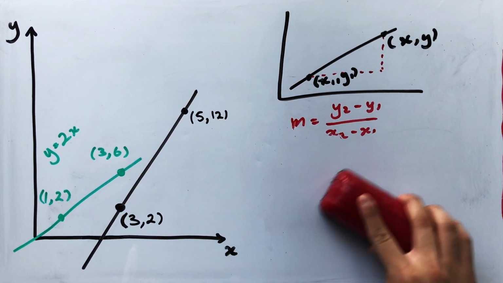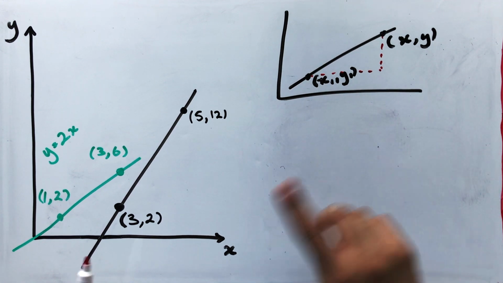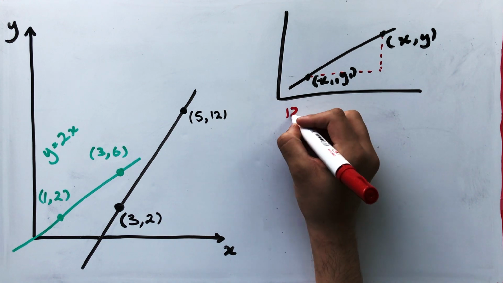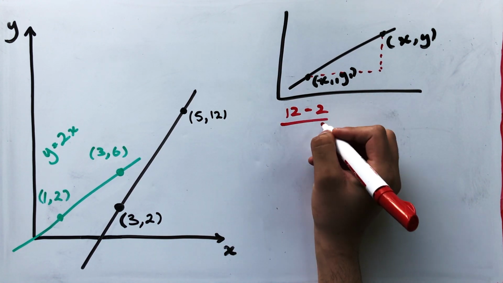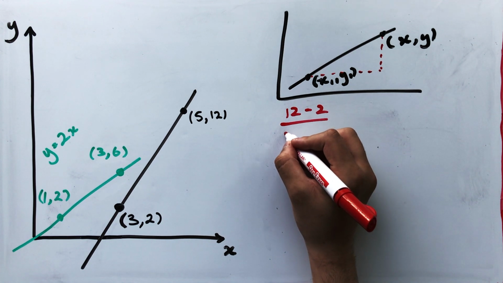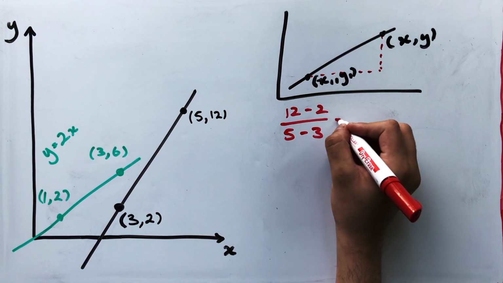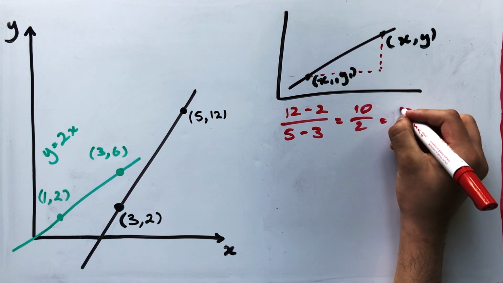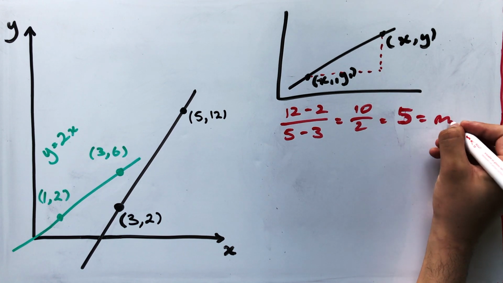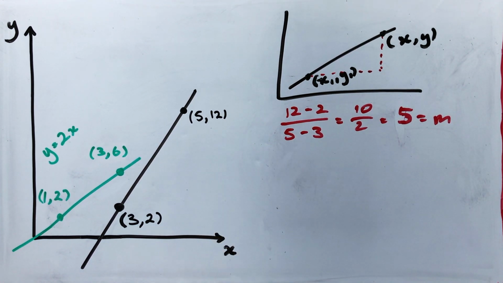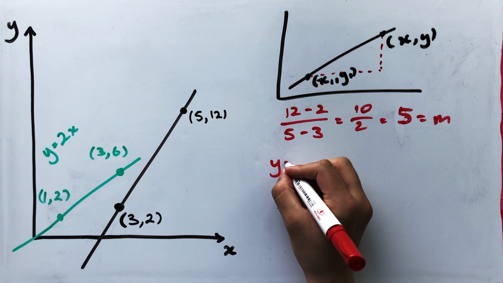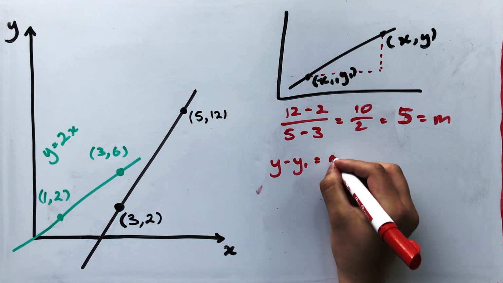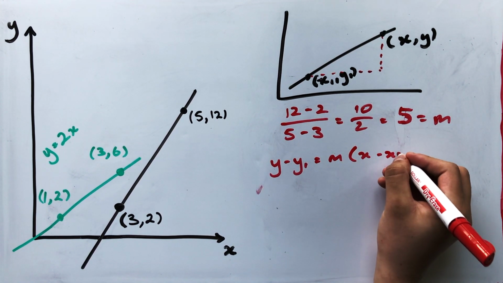Well, first what we have to do is figure out the gradient of this line. So for the gradient of this line, we will do using the formula y2, which is 12, minus y1, which is 2, over x2, which is 5, minus 3, which gives us 10 over 2, which is equal to 5. Now this is the gradient of this black line. Now we can substitute it into this formula. y minus y1 is equal to m into x minus x1.